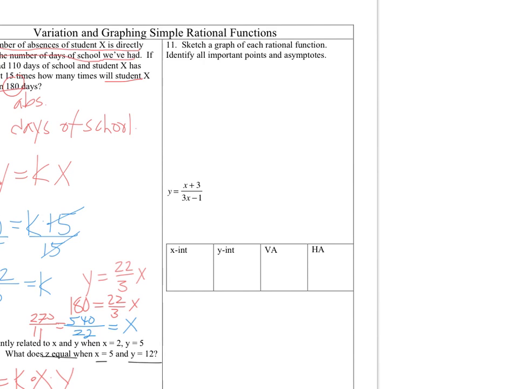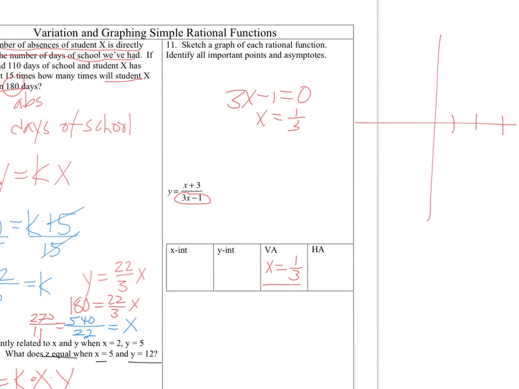I tend to like doing asymptotes first, so I'll tackle my VA. That's going to be whatever we would do to get the bottom equal to 0. So 3x minus 1 is equal to 0. When x is 1/3, we have a vertical asymptote. I'm going to graph this over here. So if this is 1, that might be 1/3.